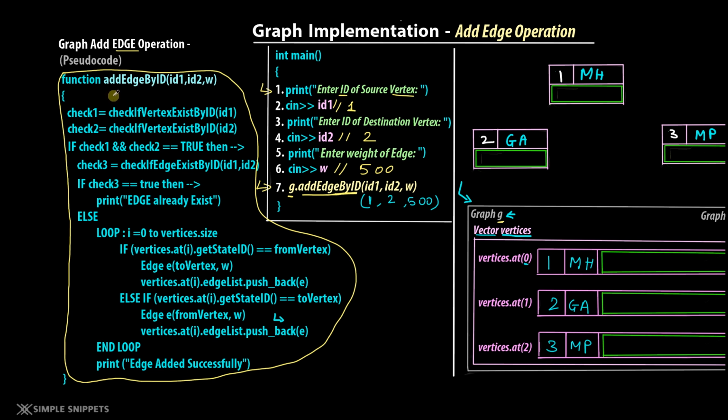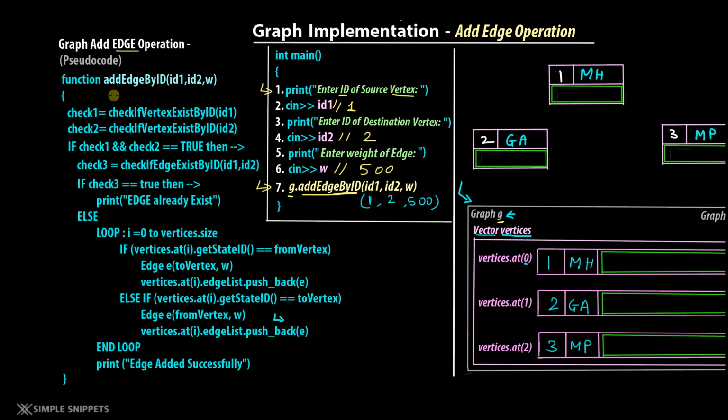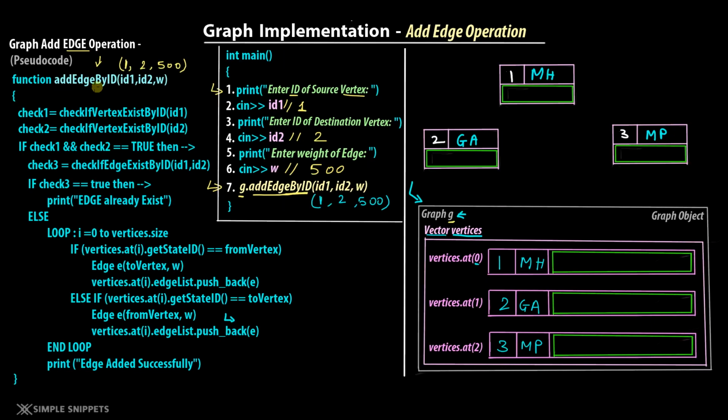We will dry run this code right now, and that will give you the best understanding of what is actually happening, right? So in the main function, what we did, we passed 1, 2 and 500 and we called this add edge by ID. So this function is called with the arguments or parameters passed as 1, 2 and 500. Correct? Alright. So now let's go step by step, dry run this entire function, and then we will also make all the changes reflect over here in this diagram so that you understand what is exactly happening in the add edge operation behind the scenes in the memory also for the best understanding.